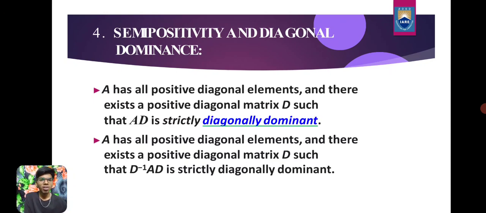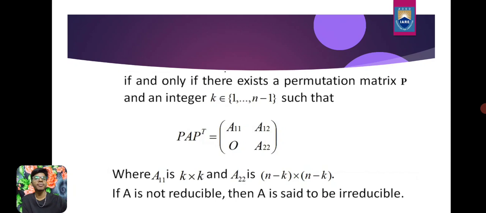A has all positive diagonal elements and there exists a positive diagonal matrix D such that AD is strictly diagonally dominant. A has all positive diagonal elements and there exists a positive diagonal matrix D such that D inverse A D is strictly diagonally dominant.